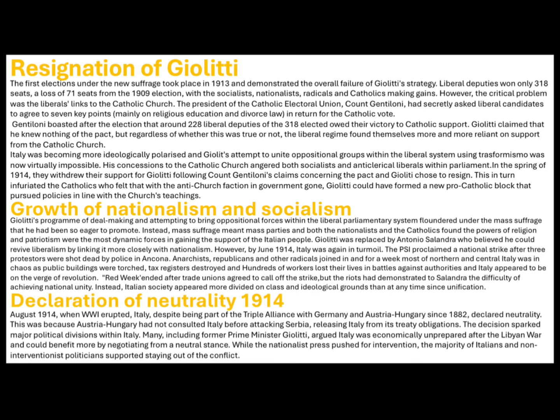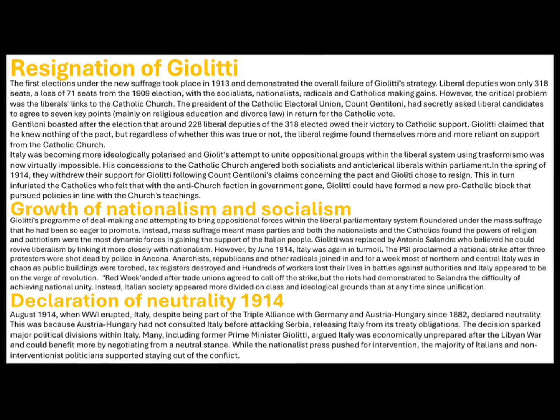For a week, most of northern and central Italy was in chaos as public buildings were torched, tax registers destroyed and hundreds of workers lost their lives in battles against authority, and Italy appeared to be on the verge of revolution. This is called Red Week, and it ended after the trade unions agreed to call off the strike, but the riots had demonstrated to Salandra the difficulty of achieving national unity. Instead, Italian society appeared more divided on class and ideological grounds than at any time since unification.